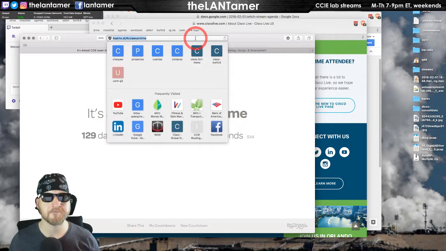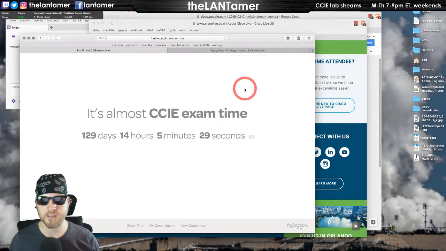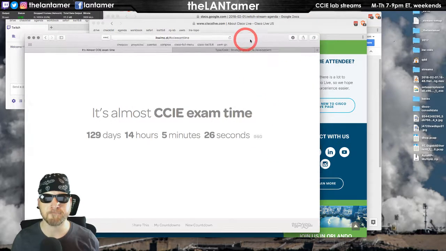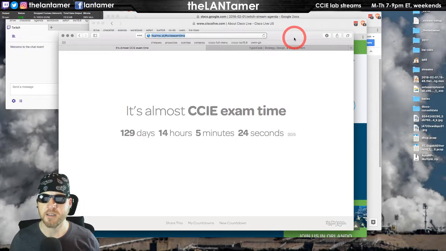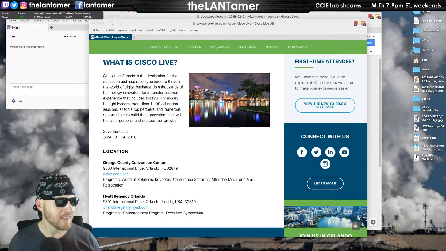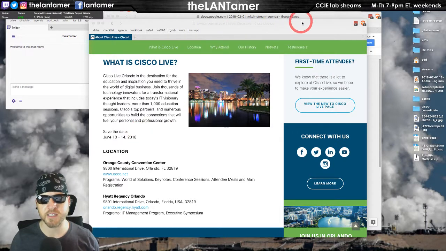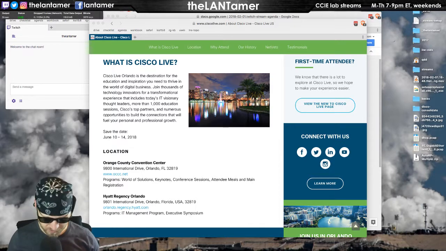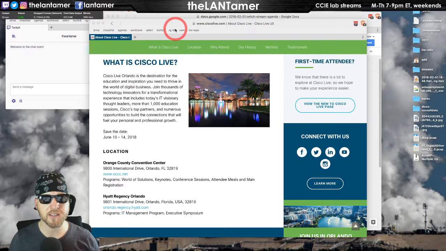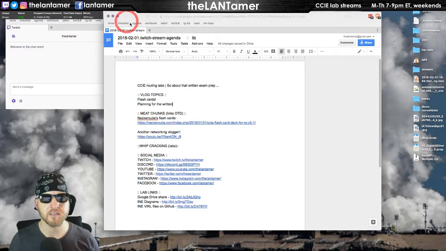129 days. So there it is. We now have a countdown clock. I want to let this thing run. So 129 days is not, I'm thinking, wow, I've got a long way to go. And the reason I know that is because I've been working on the Boson written exam questions pretty much every day. And I'm realizing, wow, I've got a ways to go. There's a lot of technologies that I haven't covered yet.